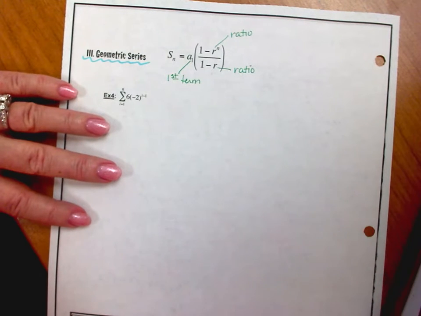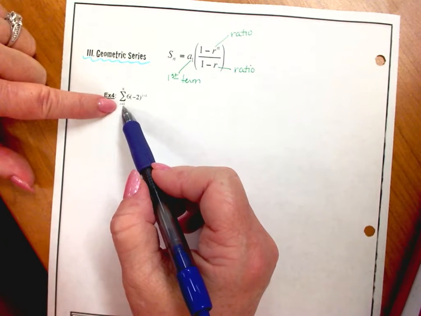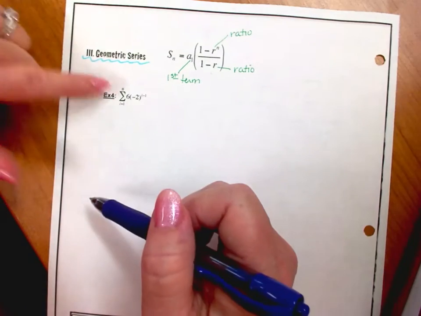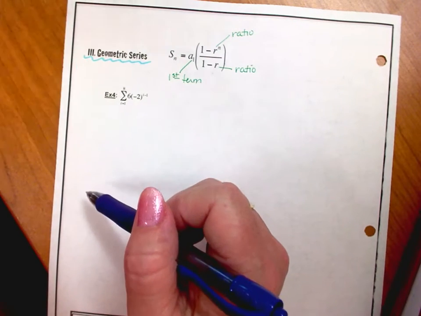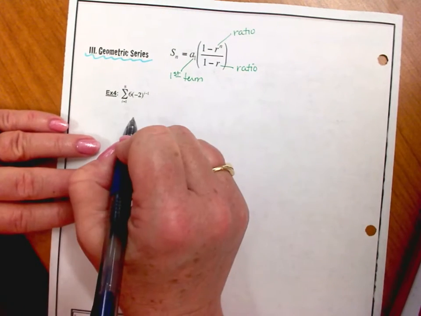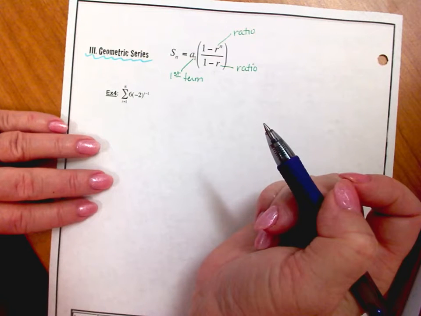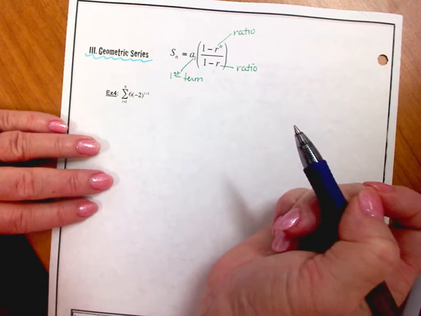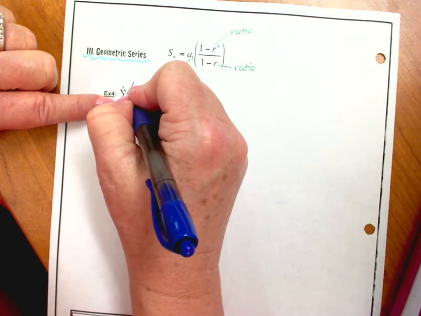Okay, so let's see how this works. We have summation notation starting at the first term going through the 8th term. So 1, 2, 3, 4, 5, 6, 7, 8. Okay, that works out good. It's 8 terms. So we could go ahead and figure out what all of these are. Okay, so right here, this is going to be your first term.